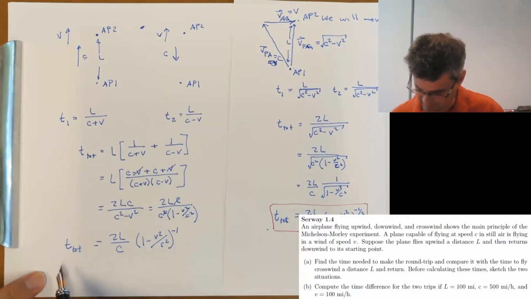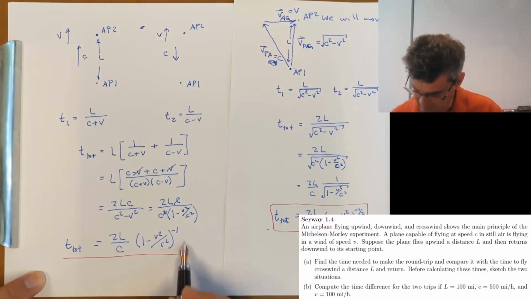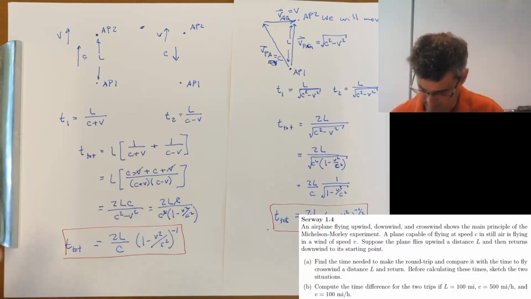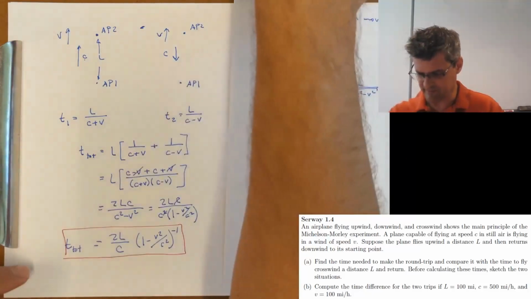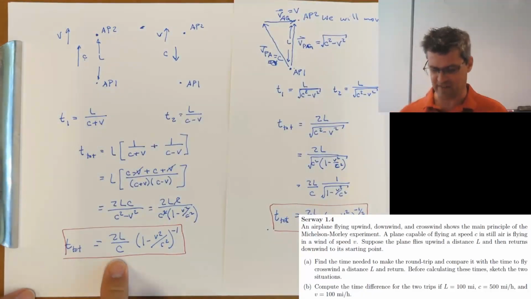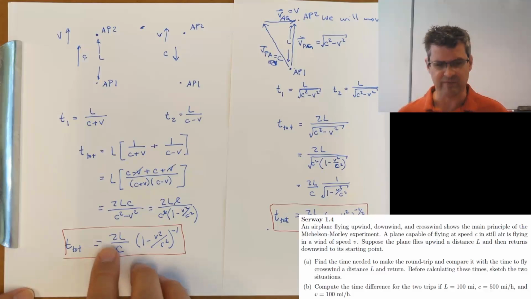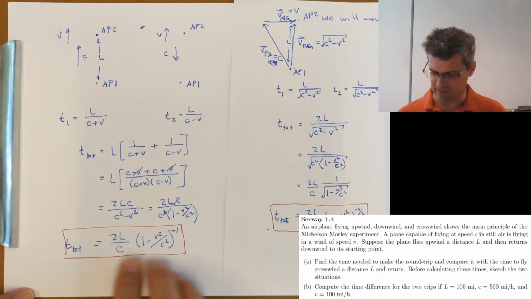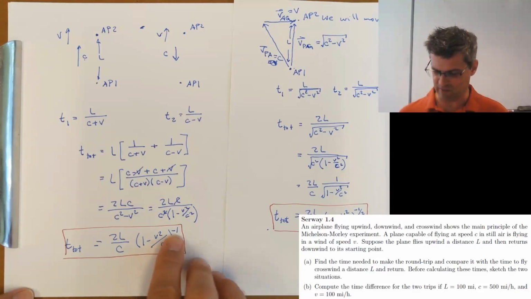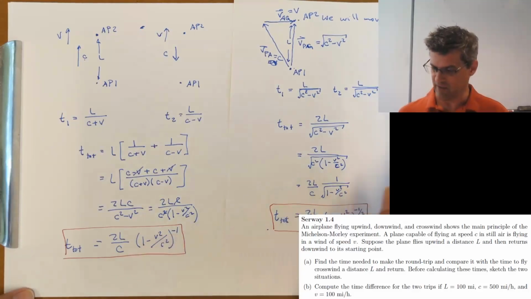When we were flying upwind and downwind, we found this thing with the units of time, 2L over c, but we've got this thing in parentheses to the minus 1 power. It's a 1 minus v squared over c squared, but it's to the minus 1 power.